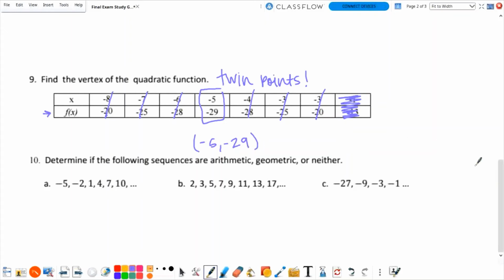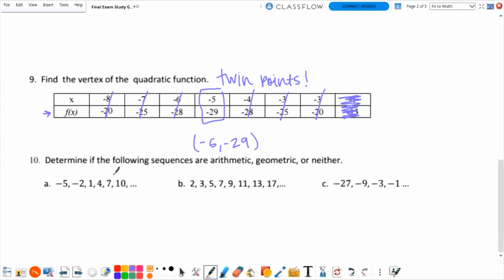All right, number 10, determine if the following sequences are arithmetic, geometric, or neither. Remember with arithmetic, we're going to subtract. With geometric, we're going to divide, and then obviously neither means it won't work either way. So let's see, we've got negative 5, negative 2, 1, 4, 7, and 10. We don't have huge amounts of growth, so let's start by trying to subtract backwards.